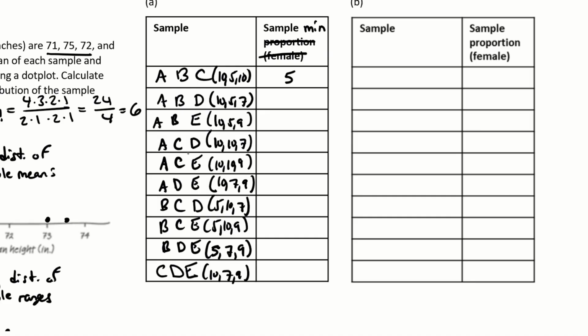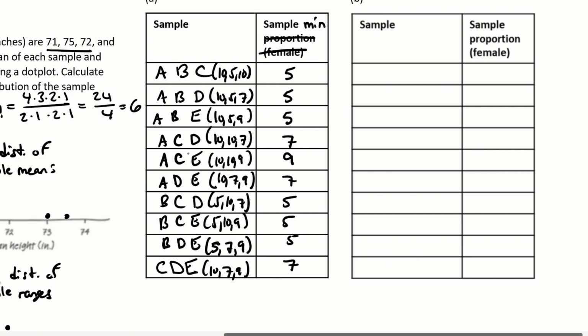Here is 5. Here it's 5. Smallest number here is 7. Smallest number here is 9. Here it's 7. Here it's 5. Here it's 5. 5. And then the smallest number here is 7. There you go. And that's it for that.